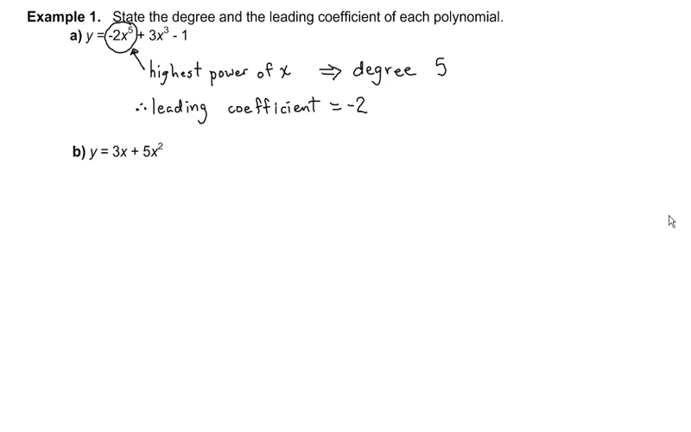Okay, in example B here, we have another polynomial function, and I think it's easy to see that the highest power of x in this case is this term. So this would be a degree 2 polynomial function, and the leading coefficient, I'll just call it LC, would obviously be equal to +5.